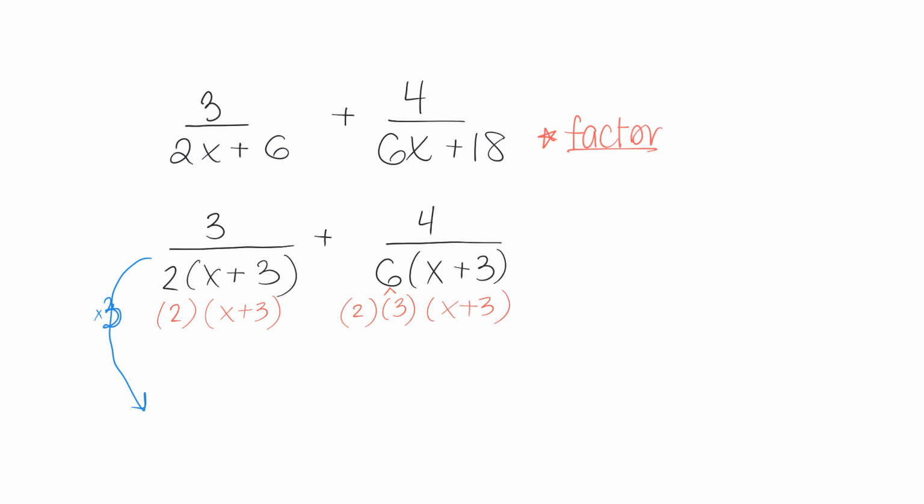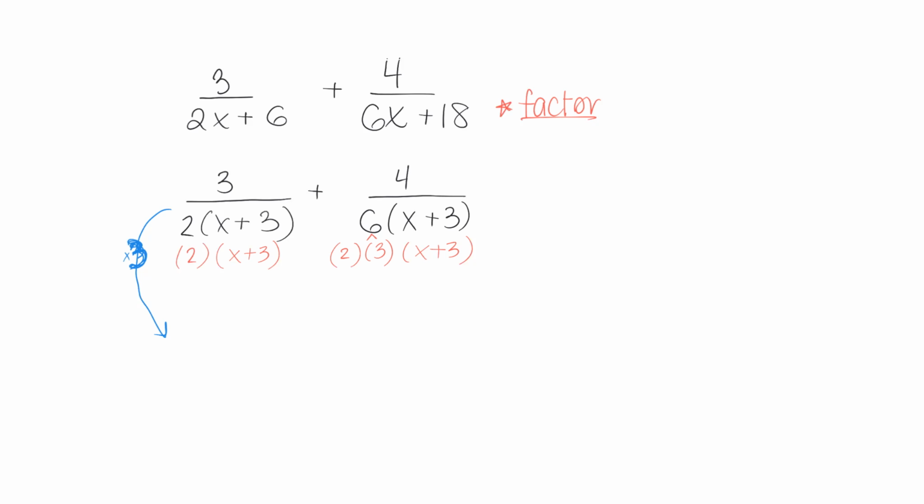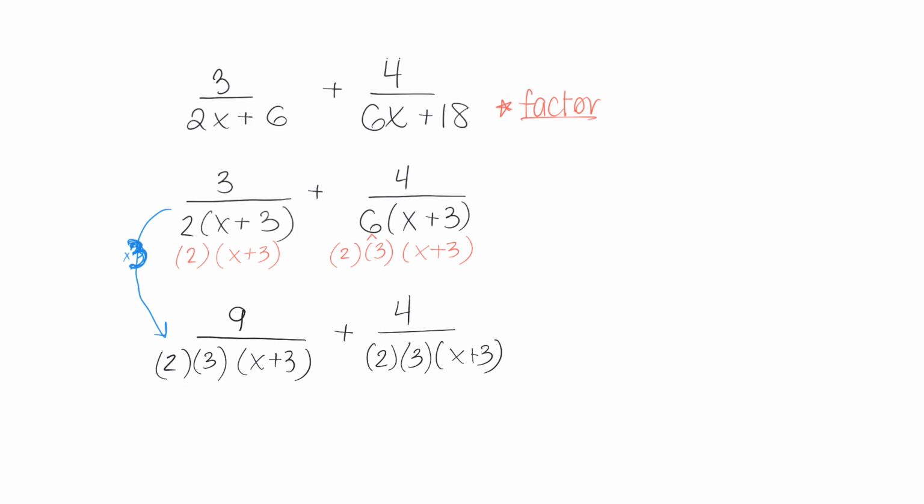Okay, if we multiply by 3 over here, what's that going to give me? I'm going to add this 3 to the bottom. So now I'm going to have 2 times 3 times x plus 3. And then 3 times 3 is 9 plus 4. And this is still my 2 times 3 times x plus 3. So now I have a common denominator.